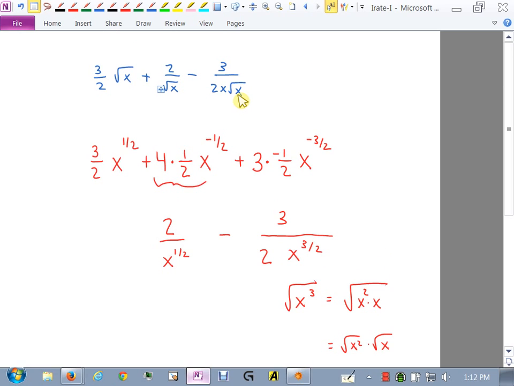So I challenge you on your test, or on your homework, to get your answer and then try and make it look like the back of the book, because you will sharpen your algebra skills tremendously if you do keep that up.